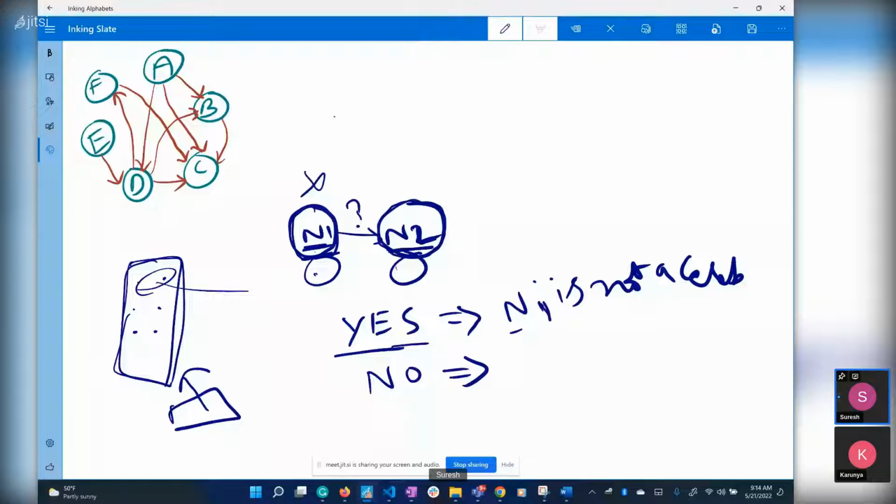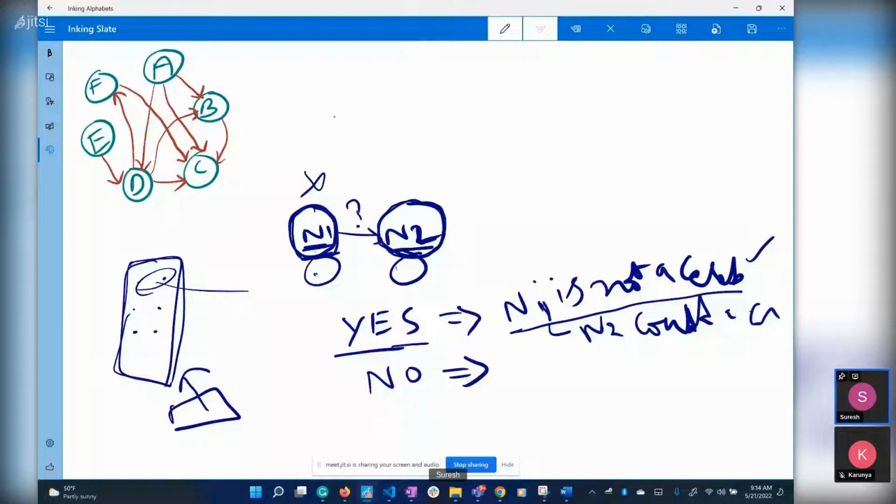If we say yes, what does it mean? There are two answers. We will get two pieces of information. The first one is N1 is not a celebrity, and the second is N2 could be a celebrity. We don't know for sure about N2, but N1 is not a celebrity for sure. These are the two important pieces of information we will get.